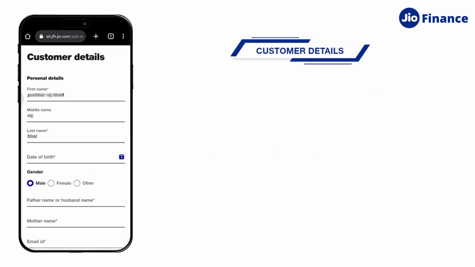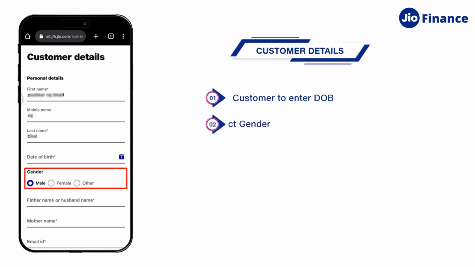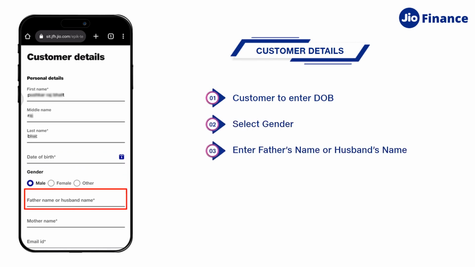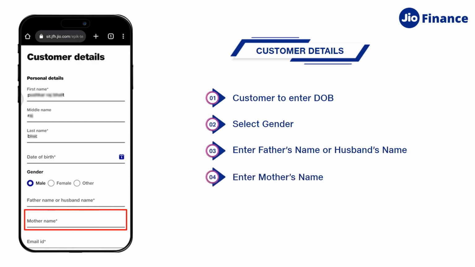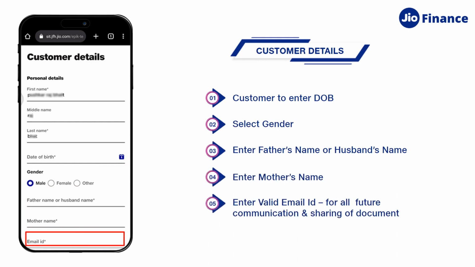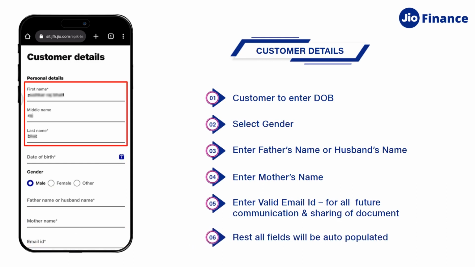Now let's have a look at customer details. In order to do that, the customer to enter additional details such as date of birth. The age should be greater than 21 and less than 60. Select gender, father's name or husband's name, mother's name, and valid email ID for all future communication and sharing of document. Rest all fields will be auto-populated.